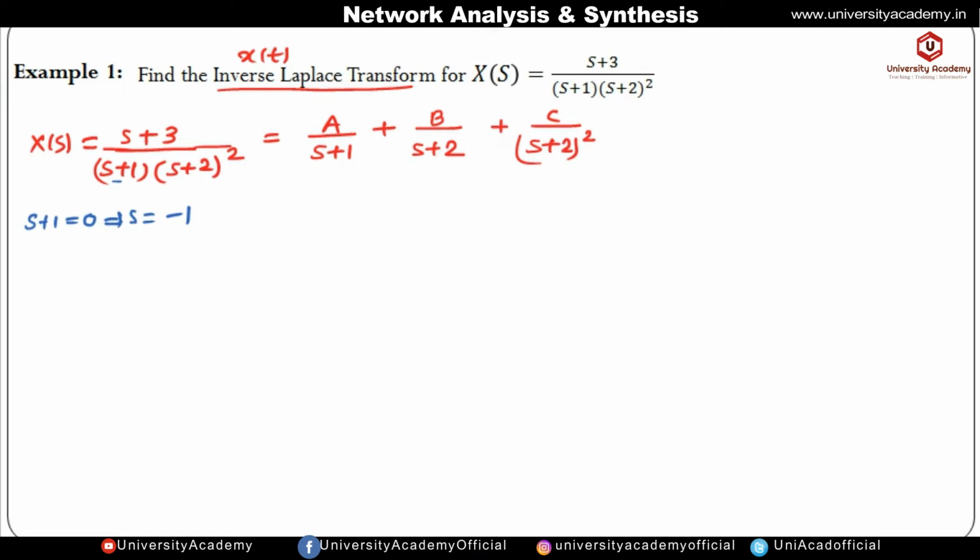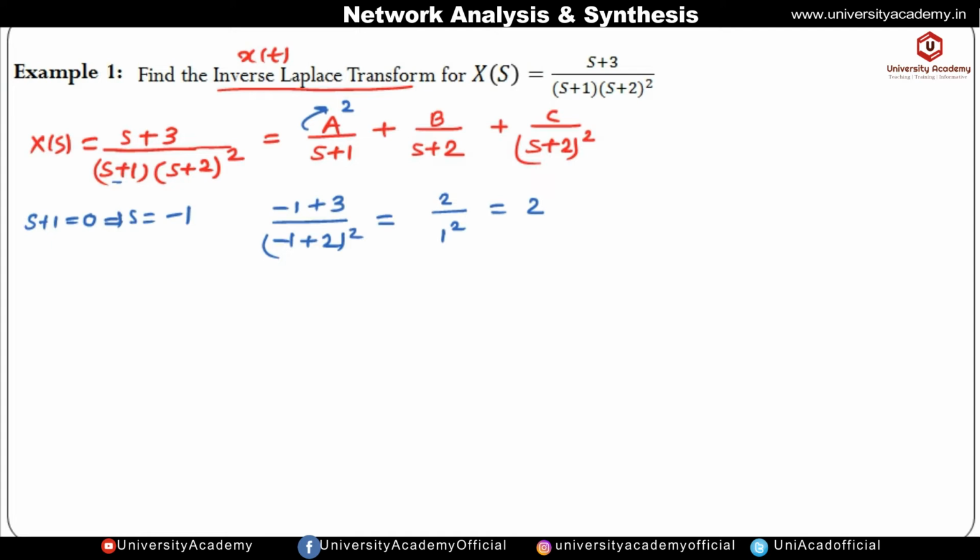So let us substitute. Minus 1 plus 3 divided by minus 1 plus 2 whole square. This is 2 by 1 whole square, that is 1 square, so we are getting 2. So the value of a we got is 2.